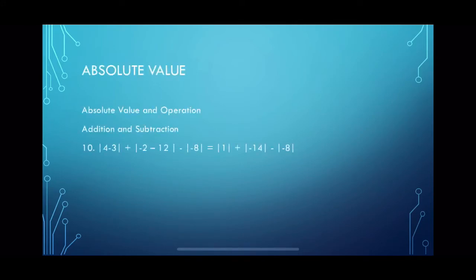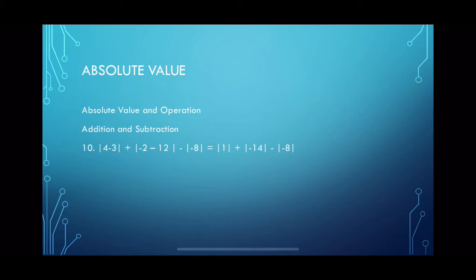So for number 10, we have: find the absolute value of 4 minus 3 plus absolute value of negative 2 minus 12 minus absolute value of negative 8. So for the absolute value of 4 minus 3, we have 4 minus 3 is equal to 1. And then negative 2 minus 12, like sign, it will become negative 14.